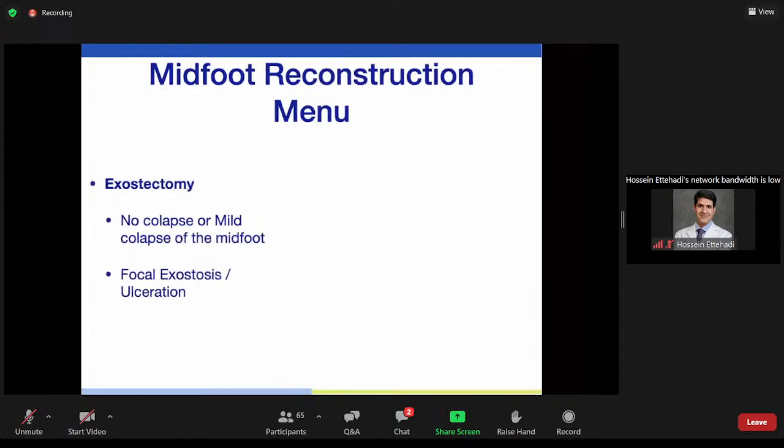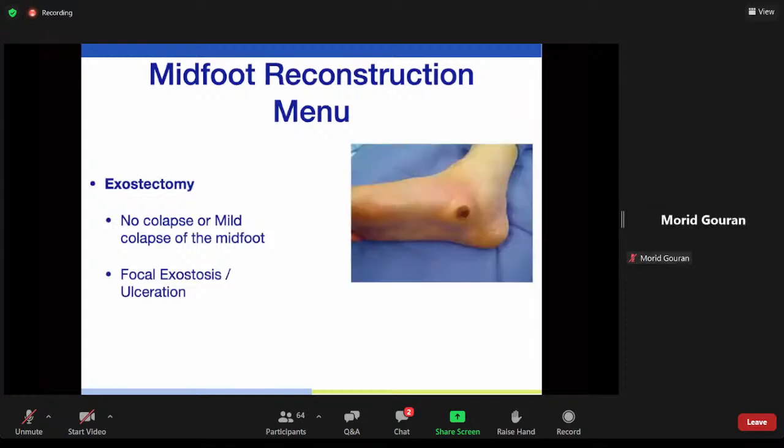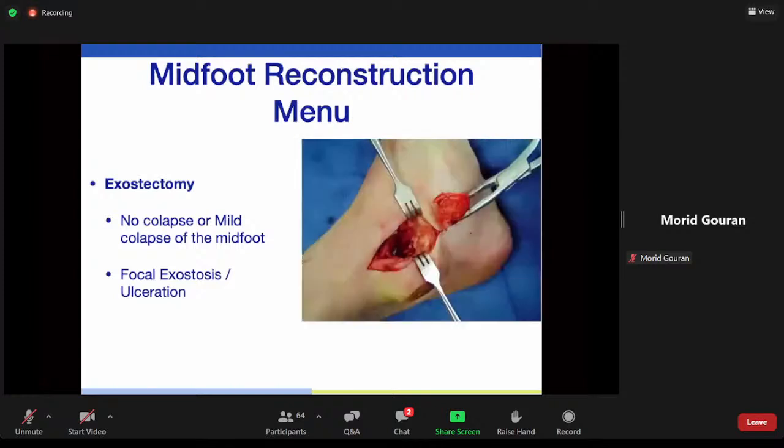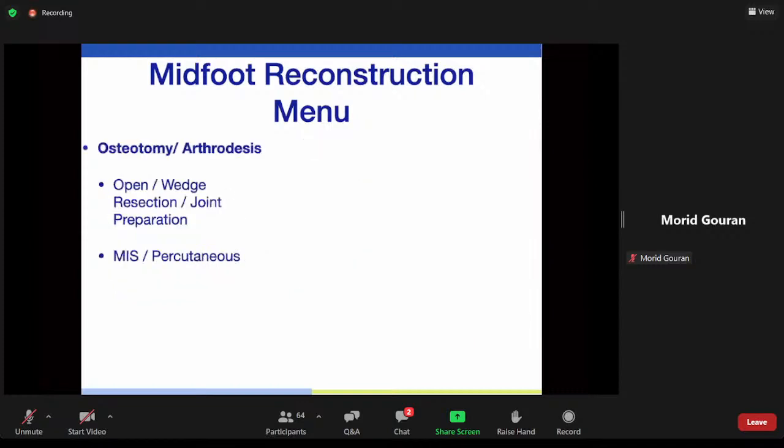The indications for exostectomy are no collapse or mild collapse of the midfoot, focal exostosis and ulceration, like in this patient, where there's focal ulceration because of navicular-cuneiform subluxation in this location. So this is the exostectomy taking place, and voila.